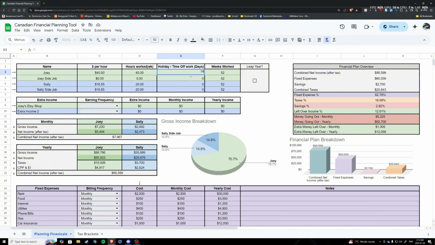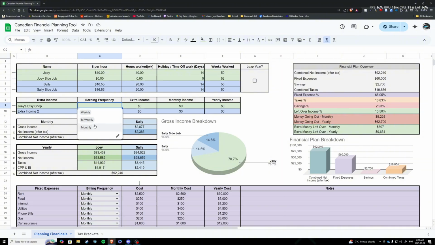Typically you get 14 days off for 2 weeks for holiday time off, so you put in those. As you can see, it's reduced the weeks worked from 52 to 50. Keep note of that. Then you have Joey's Etsy shop. This is just like any additional income. Let's just say you have a business on the side, where you own property and it's generating you money through tenants and whatnot.